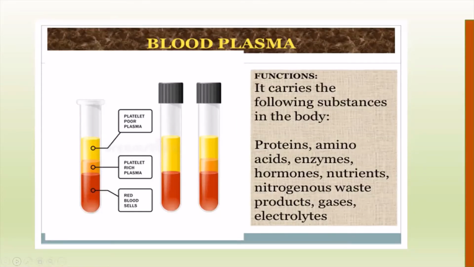Plasma makes up almost 55% of the blood. 92% of that 55% is water. That means plasma is 92% water. Its function is to carry its components, which are water, glucose, nutrients, wastes, gases, hormones, etc. Well, it also contains proteins which help in clotting of blood.